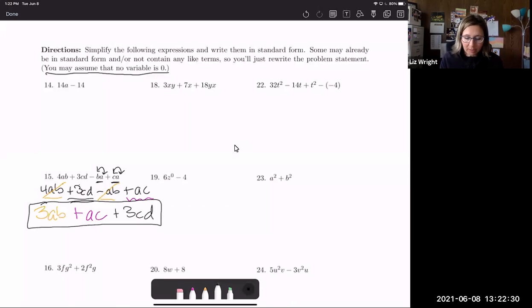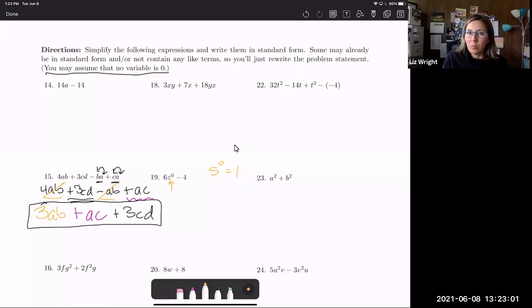So that is your final answer for that one. Okay, let's check out number 19, because this might be a rule you haven't used in a while. So we've got 6z to the 0 power minus 4. This is one of those things that you may not remember, and that's okay. We're going to cover it in a few more sections, but here's an exponent rule. When you have any non-zero number raised to the 0 power, it's like if we had 5 to the 0, what would that equal? It equals 1. That's one of your exponent rules.